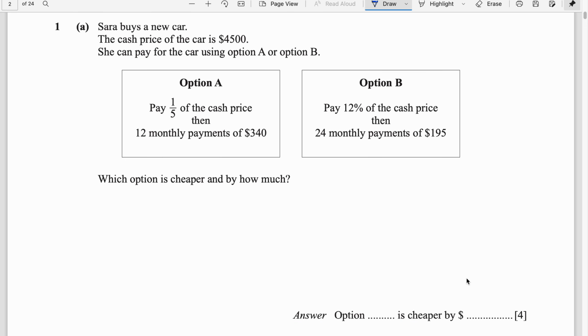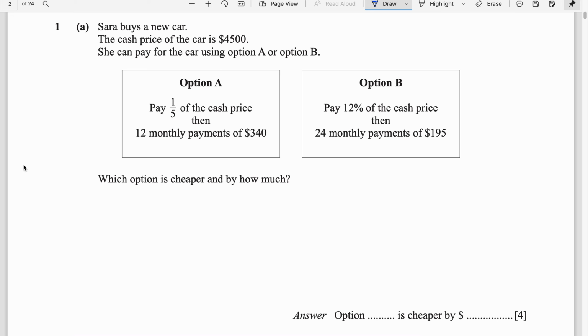Question number 1. Sarah buys a new car. The cash price of the car is $4,500. She can pay for the car using option A or option B. Option A is pay 1/5 of the cash price, then 12 monthly payments of $340. Option B is pay 12% of the cash price, then 24 monthly payments of $195. Which option is cheaper and by how much?